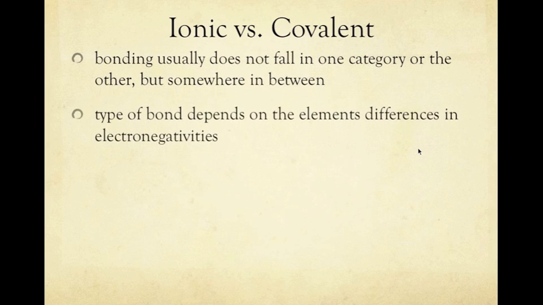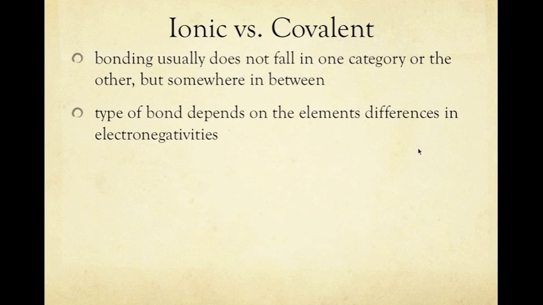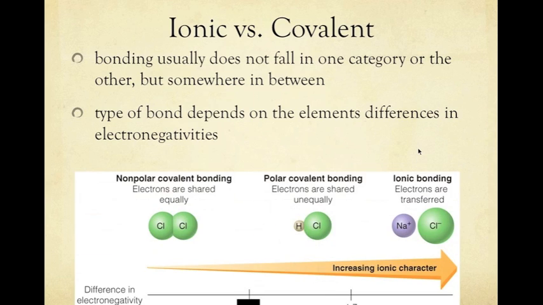Now, bonding usually doesn't fall into one category or the other, but somewhere in between. So something is not completely ionic or completely covalent. They're kind of in the middle, and it's just a little bit of one and a lot of the other, or vice versa. Now, the types of bonds depend on the elements' differences in electronegativity.